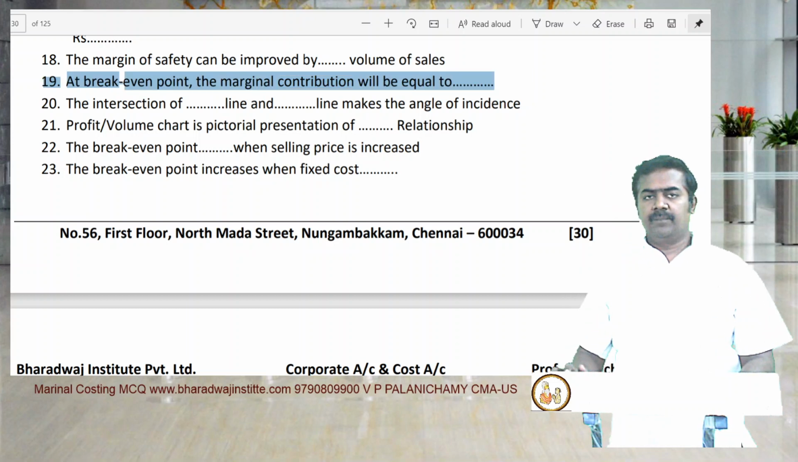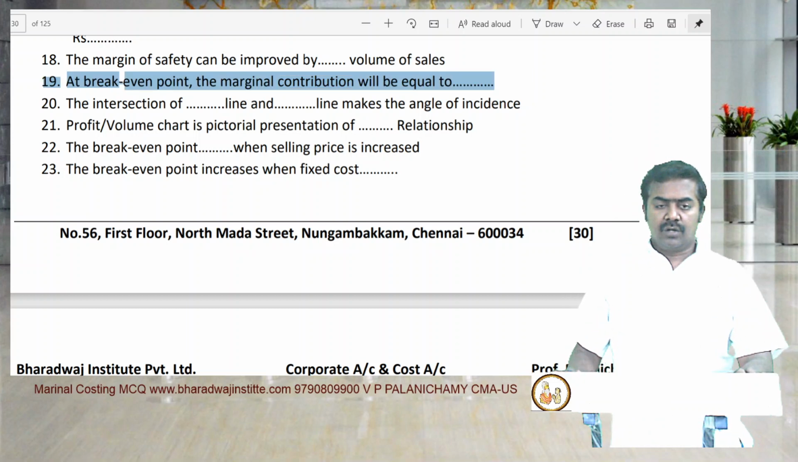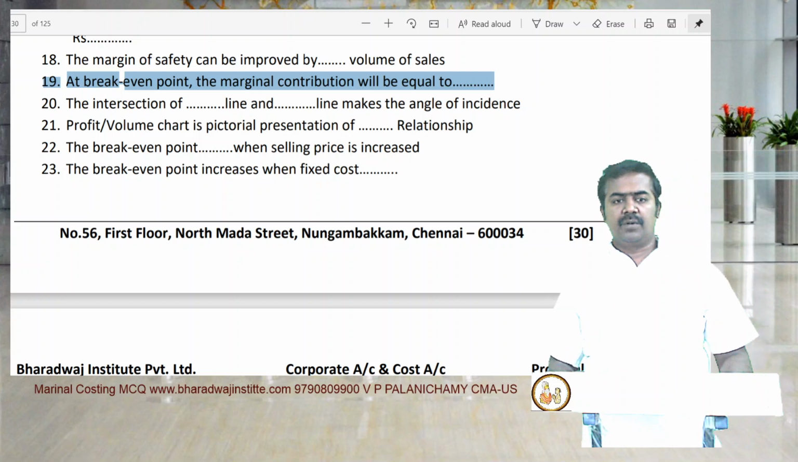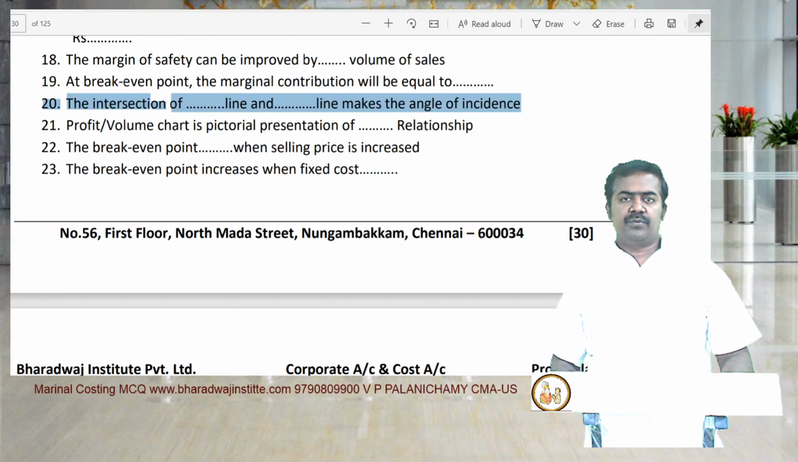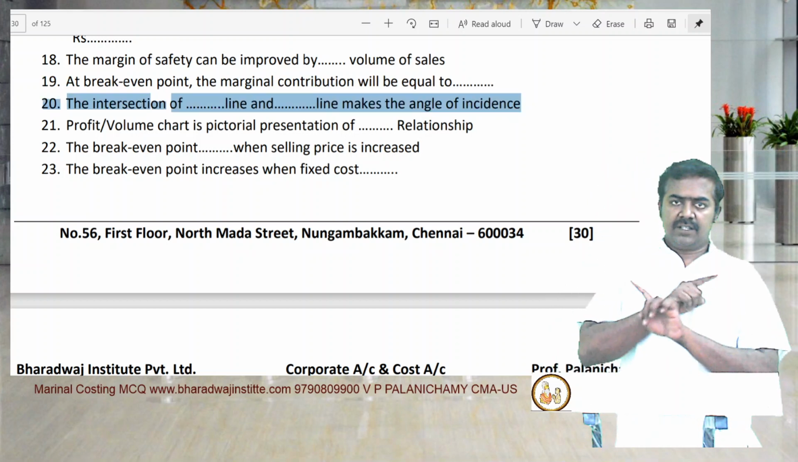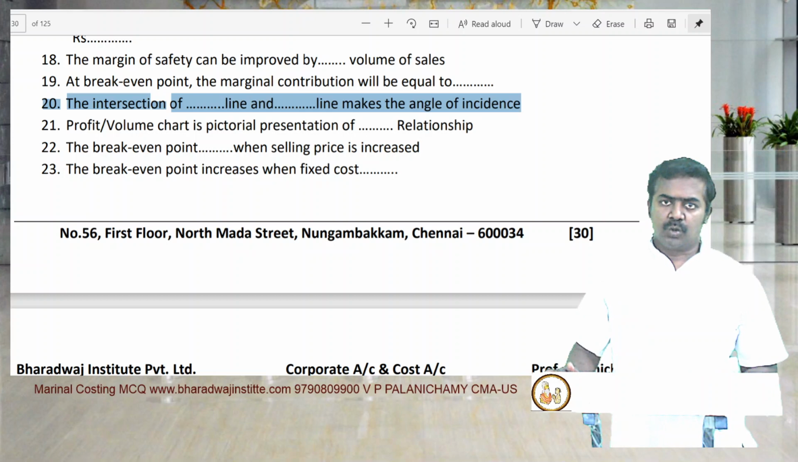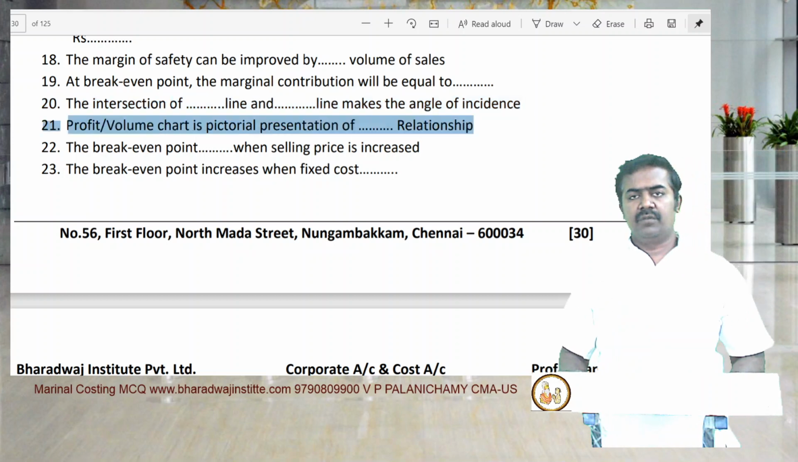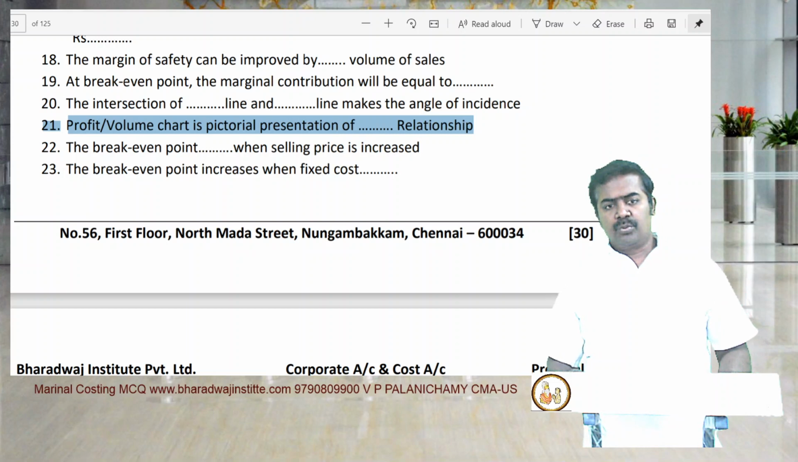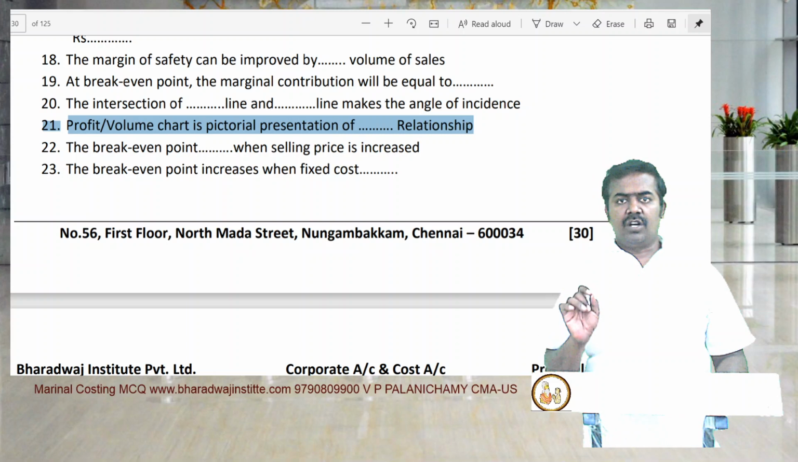This we had seen. At break-even point, contribution is equal to fixed cost. Intersection of which lines makes the break-even point? Total cost and total revenue lines. Profit volume chart is the pictorial representation of cost volume profit relationship.